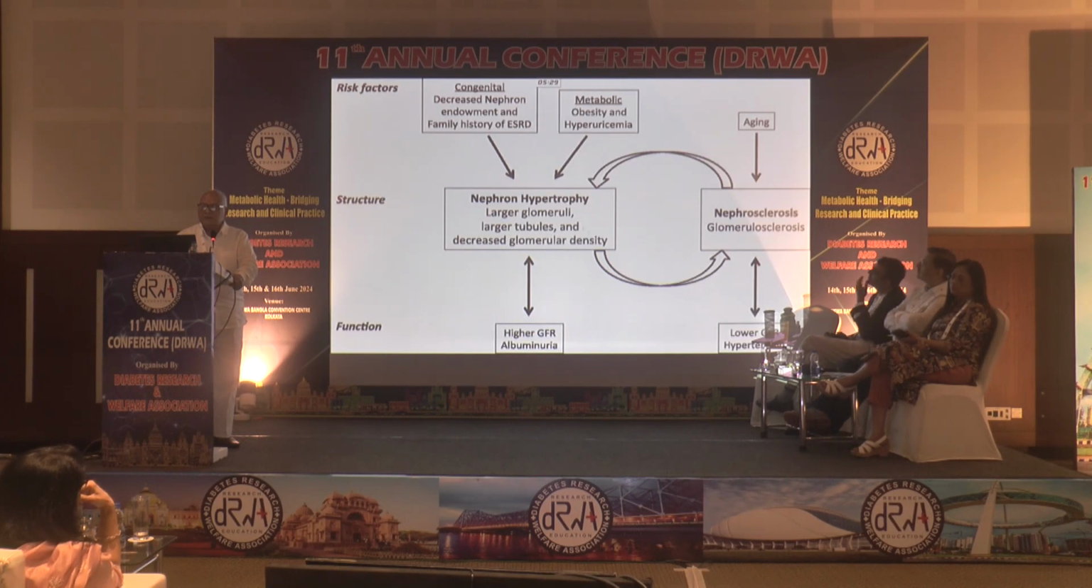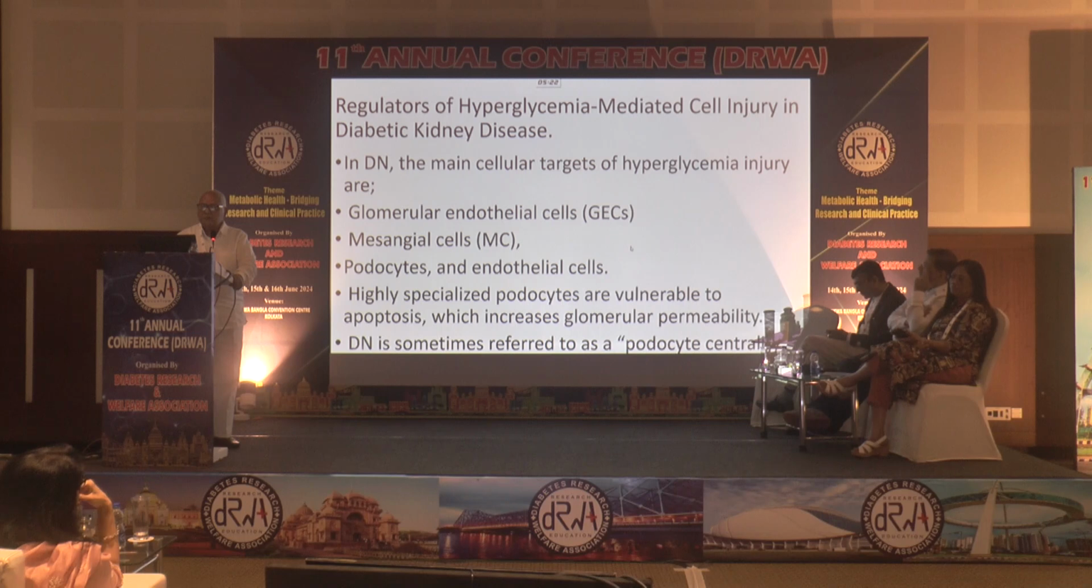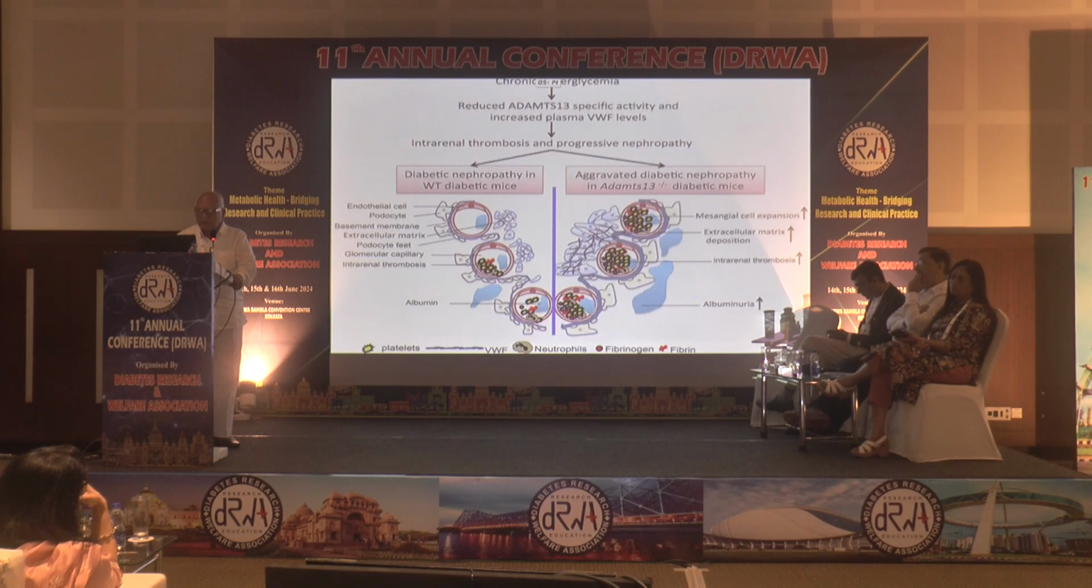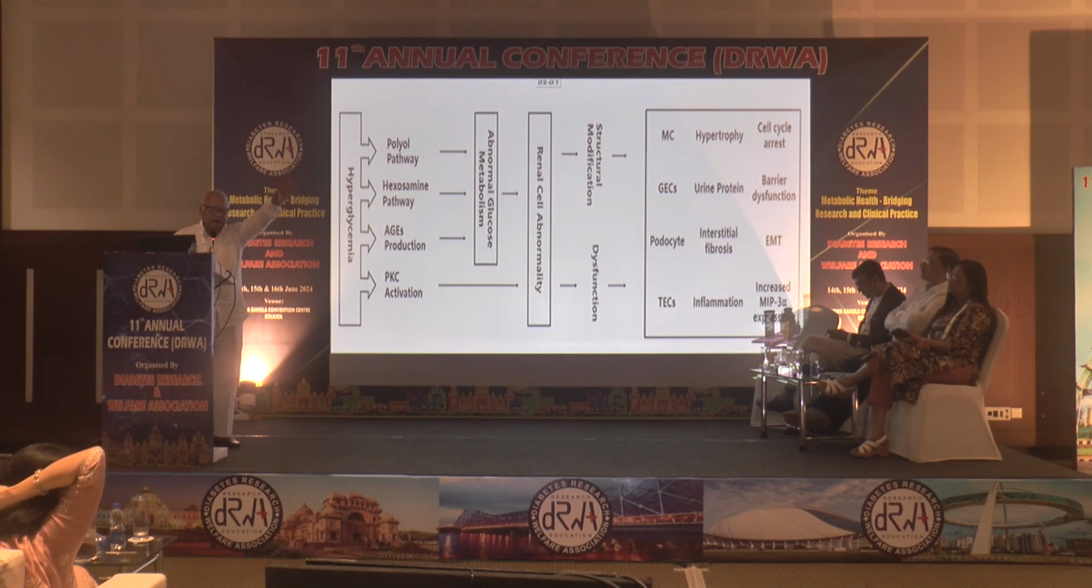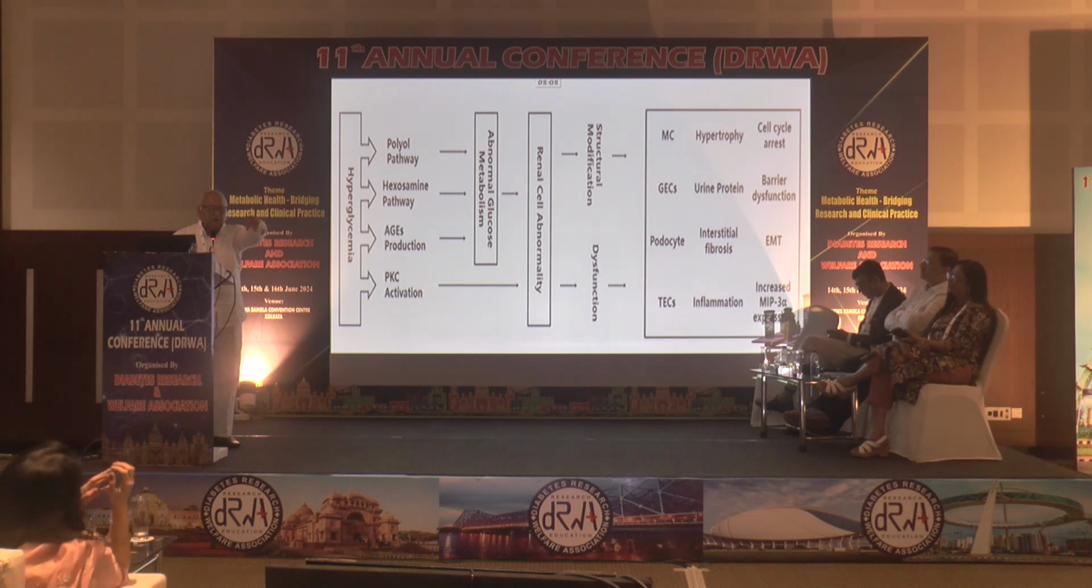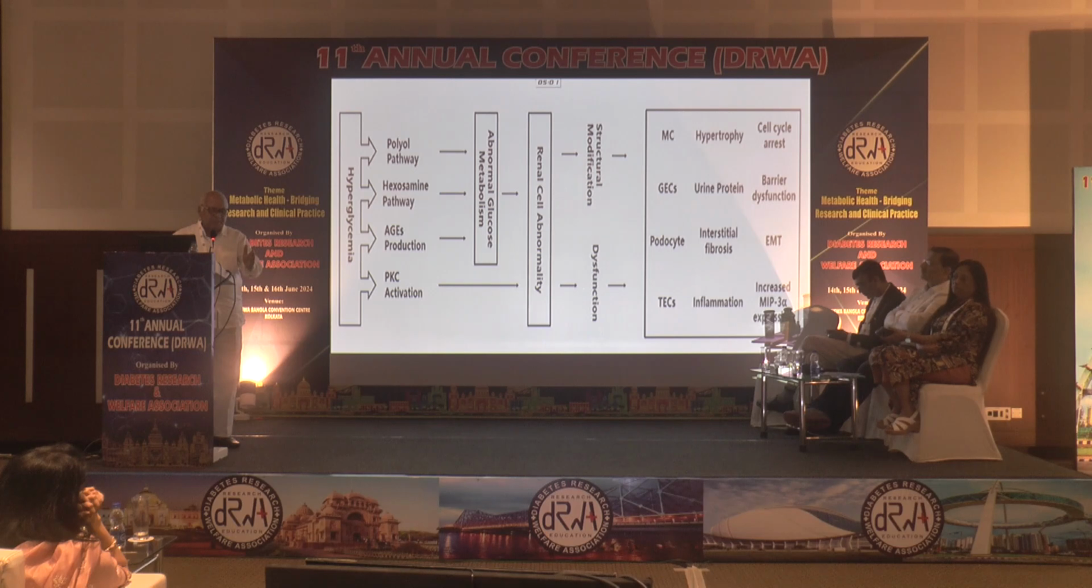What are the risk factors? Decreased number of nephrons, metabolic obesity, hypertrophy, and all these lead to hyperglycemia-mediated cell injury: endothelial cell, mesangial cell, matrix, podocyte. I'll come in a moment quickly to this podocyte business. So we started the story from the metabolic, from the filtration. Now we are coming to the molecular level at the podocyte, the barrier, the basement membrane.